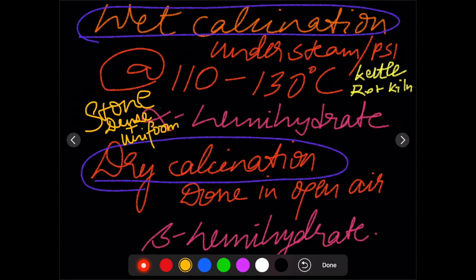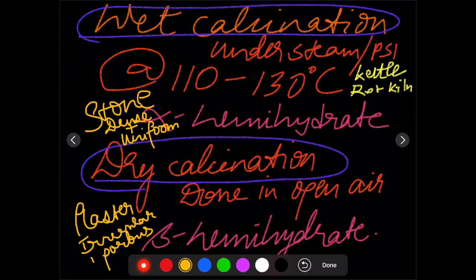particle size. And the next process is called the dry calcination. Now, the dry calcination, as the name suggests, is done in open air, and this produces beta hemihydrate. So this is basically your plaster, and this has an irregular and quite porous kind of particles.